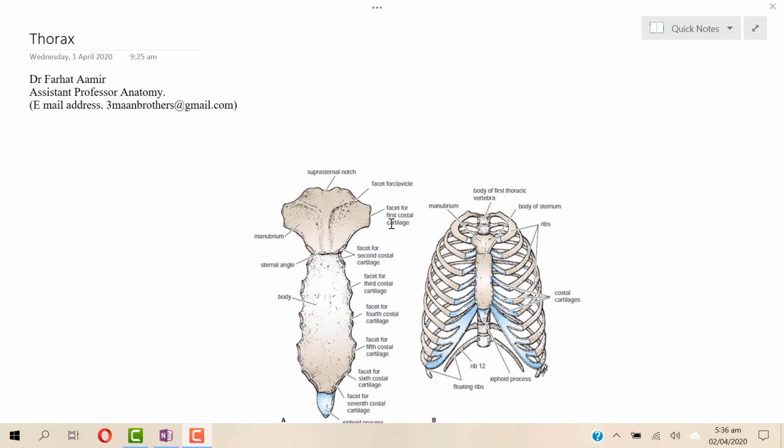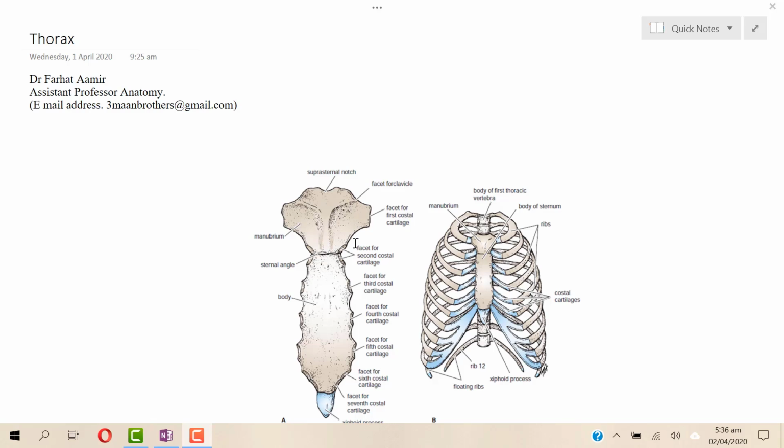Then first chondrosternal joint, which is primary cartilaginous joint. Then manubrosternal joint, which is secondary cartilaginous joint. If you see very carefully the lower part of the lateral border of the manubrium, it has a facet which is for the upper part of the second costal cartilage.